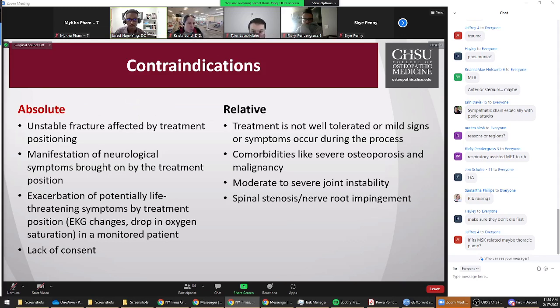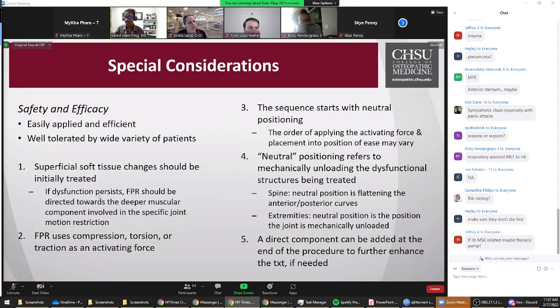But if it's not well tolerated, if they have a little bit of increased pain when you're doing this technique, not necessarily a reason to stop. If it's minor enough and the patient's okay with you continuing, but again, checking in with the patient to make sure they're okay is going to be important, right? And of course, you have that joint instability, some arthritis, for example, or some minor impingement, but that's not getting severely compromised by doing the technique, are all relative, okay?